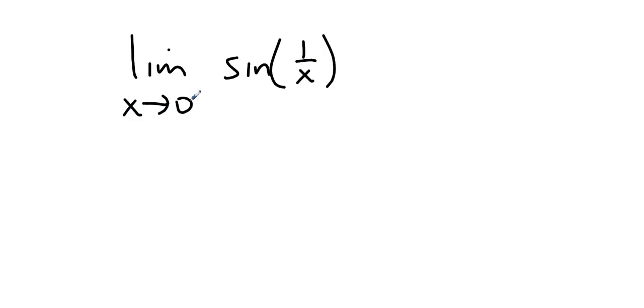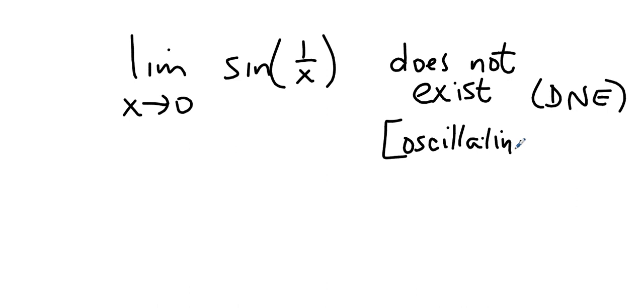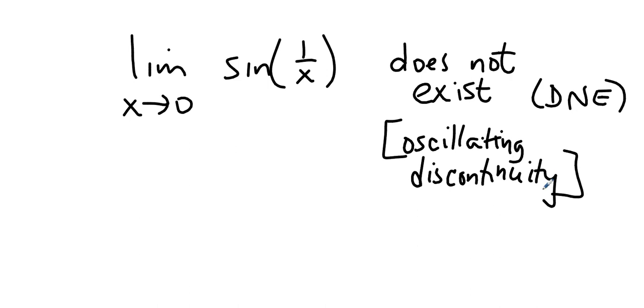What we say is the limit of the sine of 1 over x as x approaches 0 does not exist. Some people abbreviate this DNE. Does not exist. This is what we call an oscillating discontinuity. And we'll talk about continuity in a little bit more depth as we go.